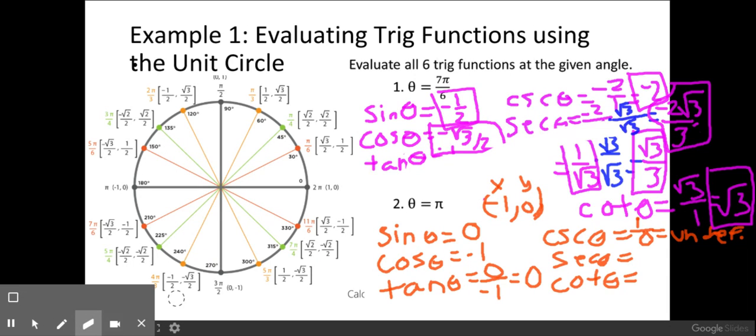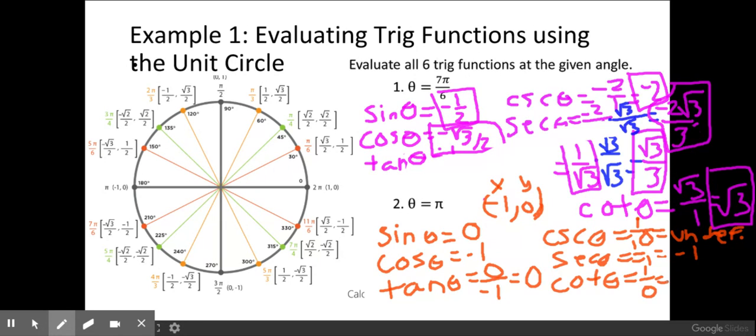Secant is 1 over -1, which equals -1. And then cotangent is 1 over 0, which equals undefined. So sometimes, cosecant is undefined as well as cotangent. Sometimes that happens. And that is how you evaluate using the unit circle. Now we are going to move on.